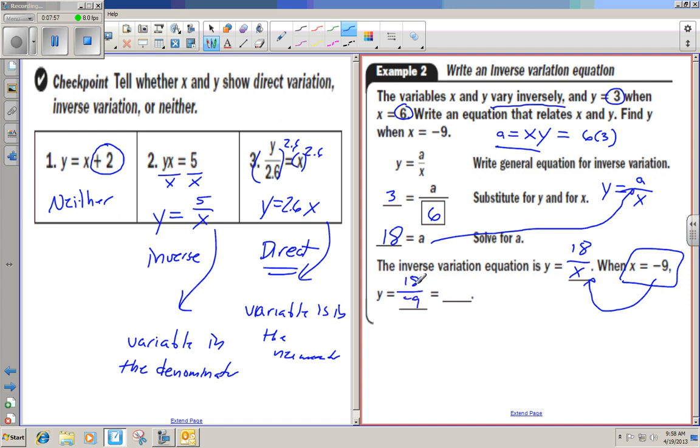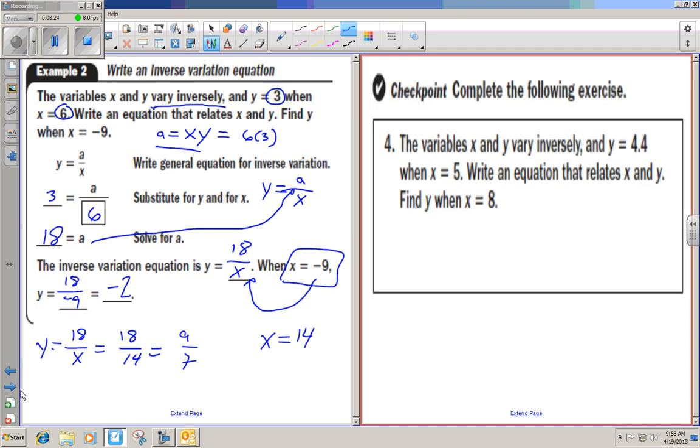Once you plug it in, you end up simplifying that to negative 2. So I could give you anything. I could say, well, what is x when it's 14? Or, I'm sorry, if x is 14, what is y? Well, y equals 18 over x, which equals 18 over 14, which simplifies to 9/7. That is how you set this up.